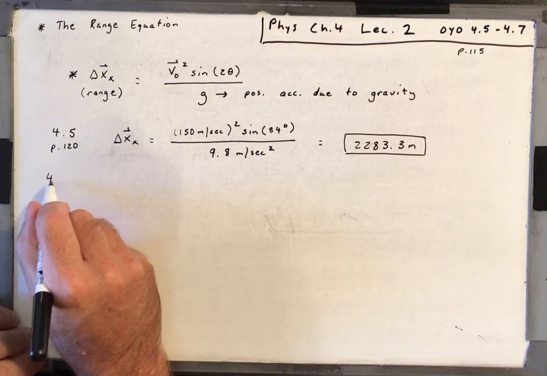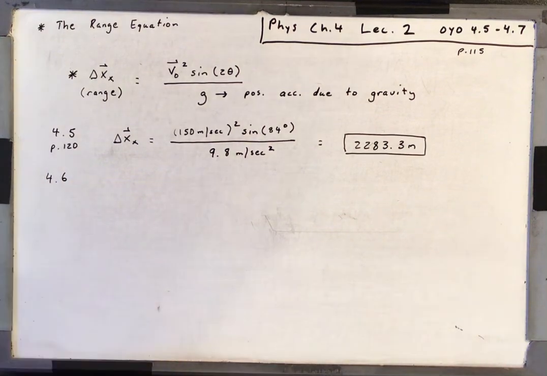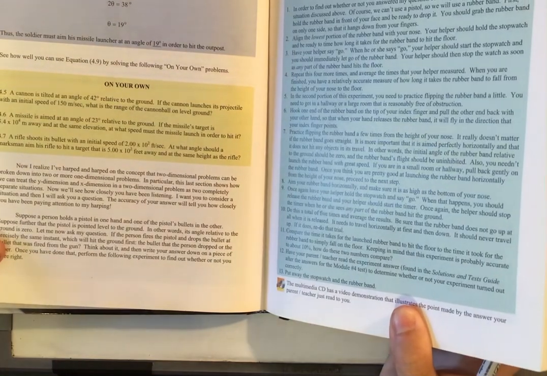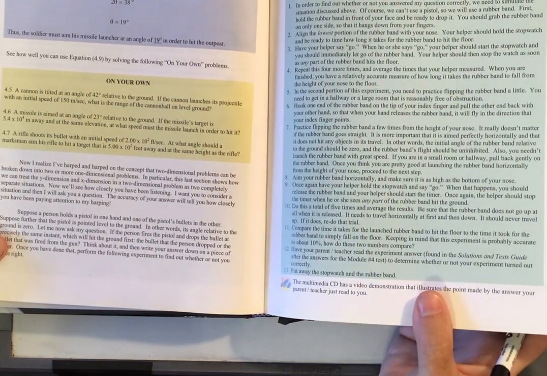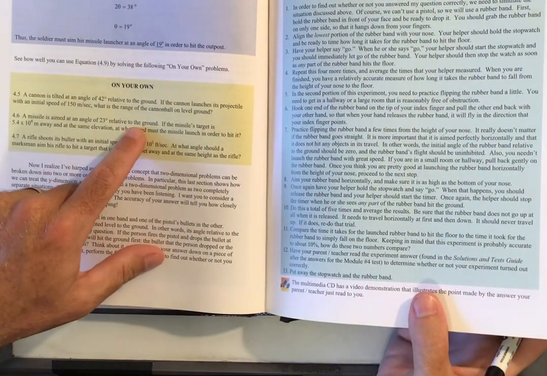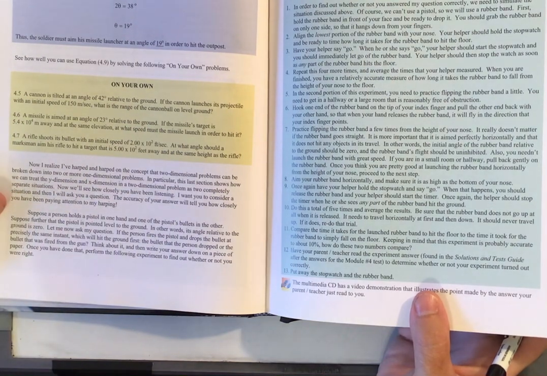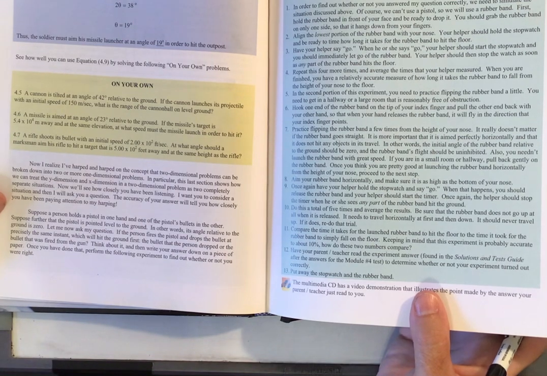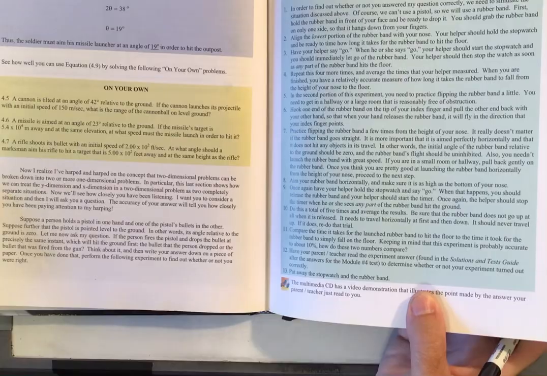All right, let's try 4.6, which is right underneath. That one says a missile is aimed at an angle of 23 degrees relative to the ground. If the missile's target is 5.4 times 10 to the fourth, that'd be 54,000 meters away and at the same elevation, at what speed must the missile launch in order to hit it?